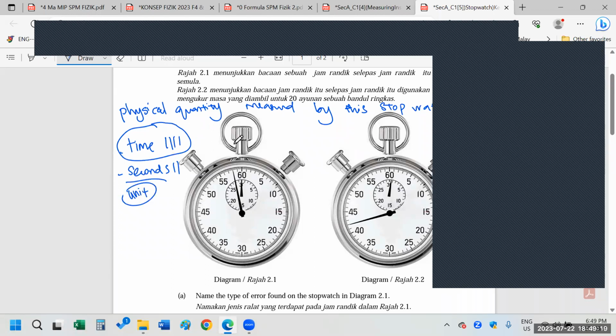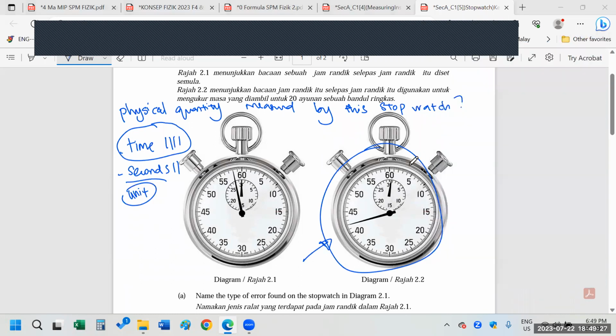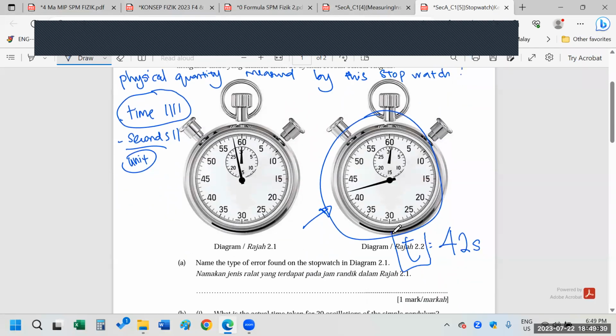So now, if you feel confused since there is some reading here, let's say this. You write down, so actually, what is this? This is 40, 41, 42. 42 seconds means it is time. So you write it in this way in an equation: time equals 42 seconds.